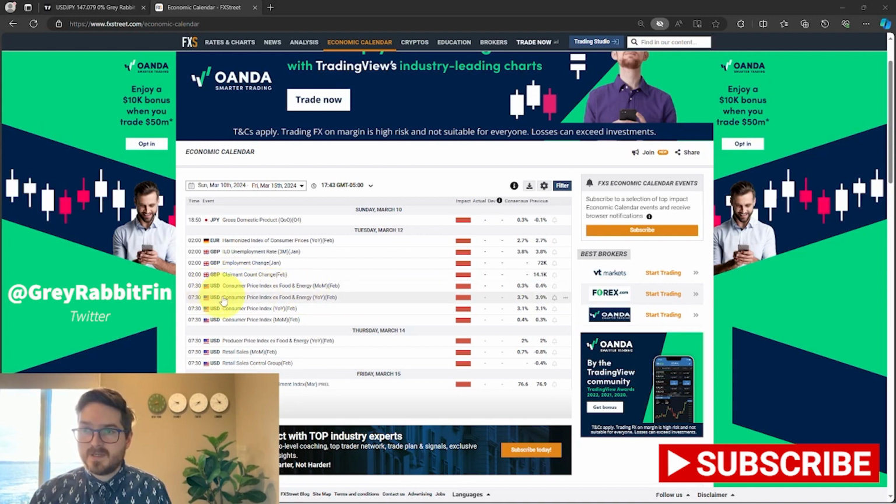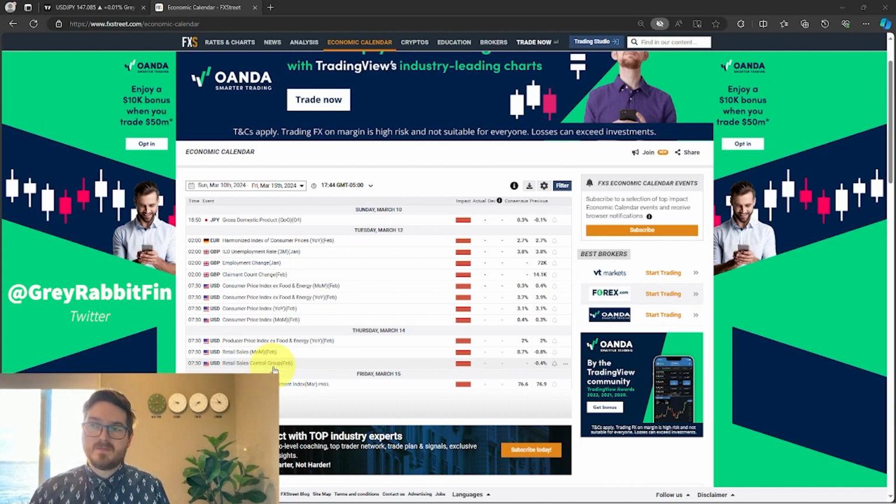For US dollar on Tuesday, March 12th also, we have the consumer price index, excluding food and energy for February. We have consumer price index also for February. So yeah, consumer price index for US dollar year over year for February, and then consumer price index month over month February for the US dollar. On Thursday, March 14th, for the US dollar, we also have the producer price index. We have the retail sales numbers coming out, and we have the retail sales control group for February also coming out on Thursday, March 14th. On Friday, March 15th, we have for the US dollar, Michigan Consumer Sentiment Index for March.